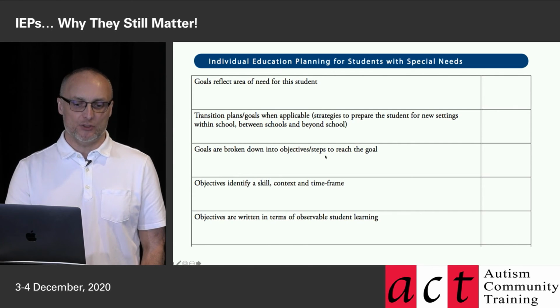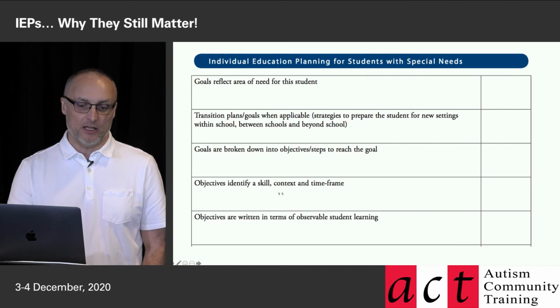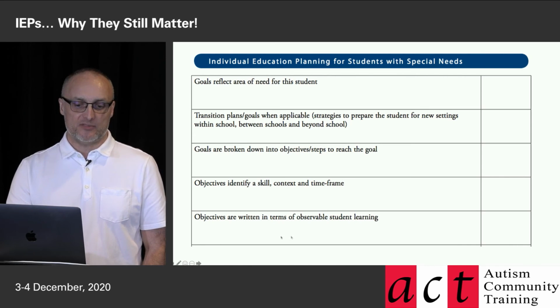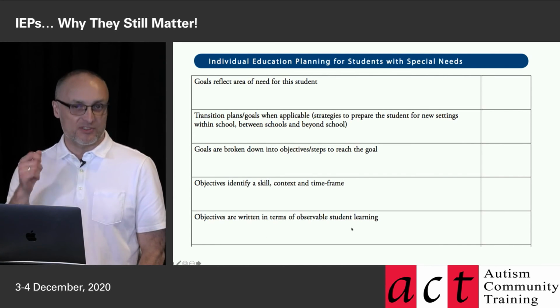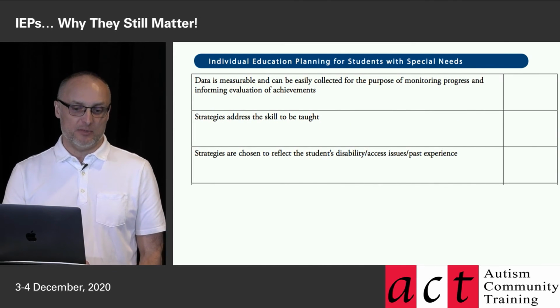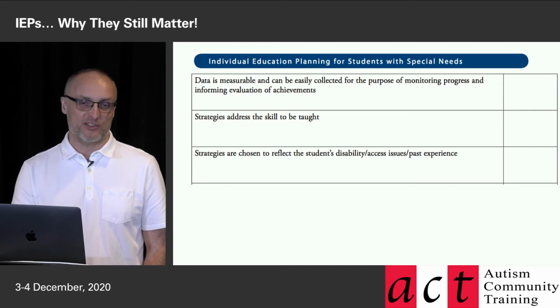The goals are broken down into objectives and steps. The objectives identify a skill, a context, and a time frame, some of those elements that I talked about. The objectives are written in terms of observable student learning of actions, verbs, things that the student will do. Data is measurable and can be easily collected for the purpose of progress monitoring.